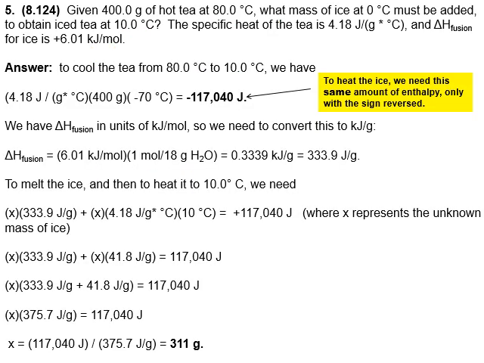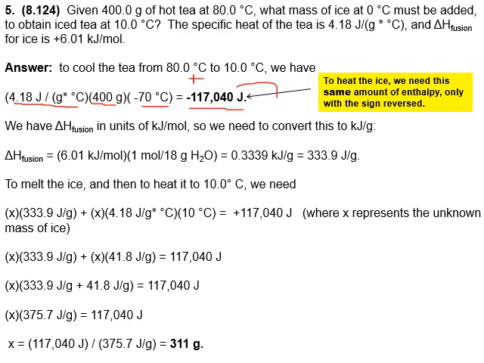So on the left-hand side, we have 4.18, which is the specific heat of water, times the 400 grams times minus 70 degrees centigrade, which is minus 117,040 joules. Now, what we do to the ice has to be the same amount of joules. It's just that it's going to be plus instead of minus, so it also has to be plus 117,040. And that's going to be a combination of the amount of heat it would take to melt the ice, whatever the mass of the ice is, and then also to raise the mass of that water from 0 to 10.